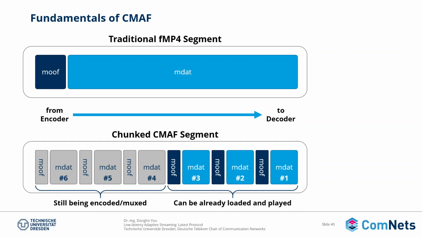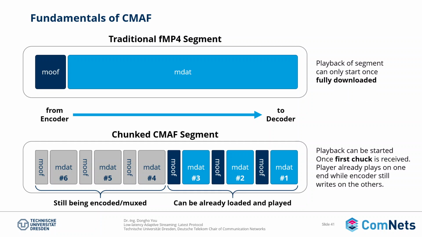For instance, even if these gray colored chunks are still being encoded and multiplexed on the encoder side, we can load and play the blue colored chunks. This means that the playback of a CMAF chunk can be started once the first chunk is received. So the player already plays on one end while the encoder still writes on the other. So this is the main difference compared with the traditional fragmented MP4 segment.